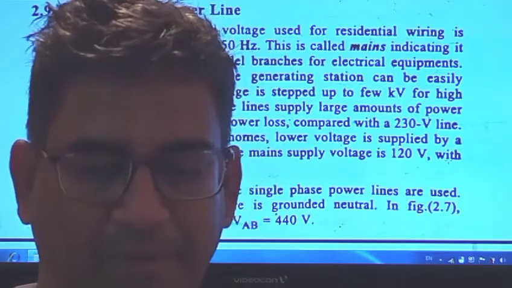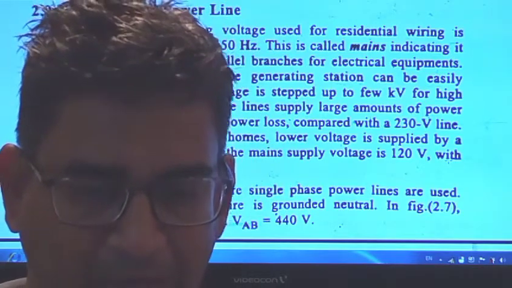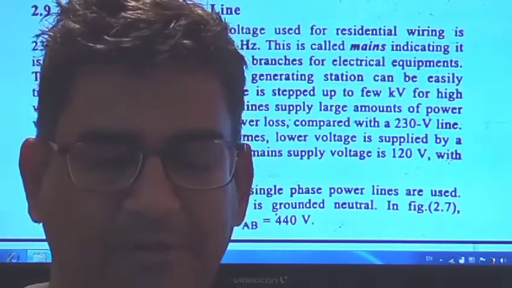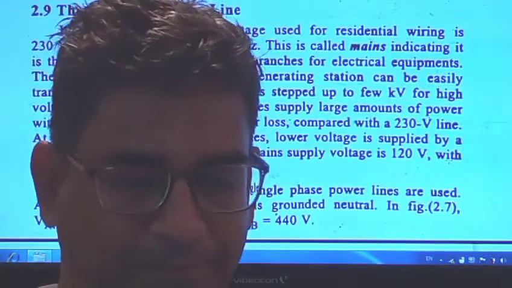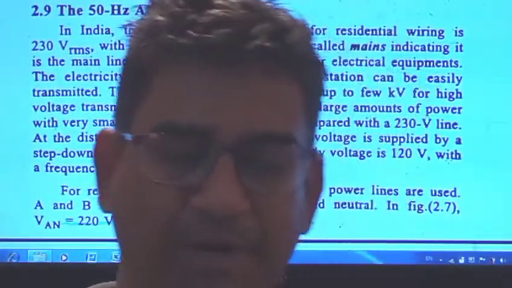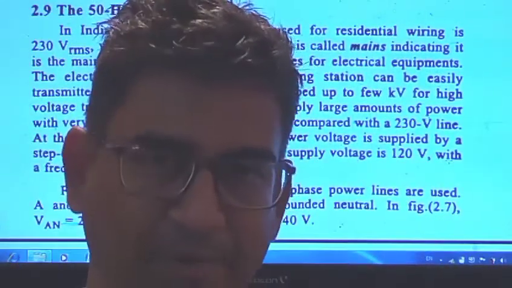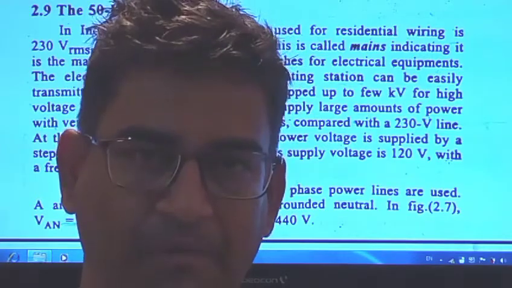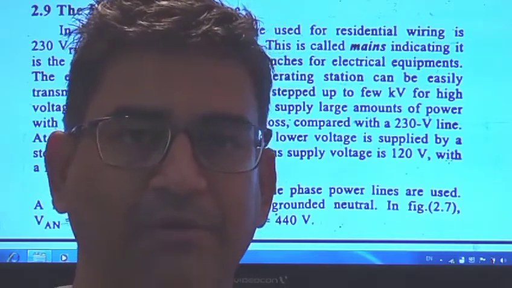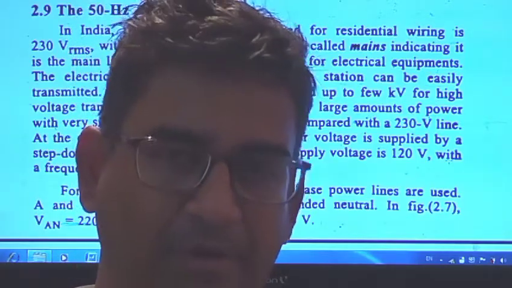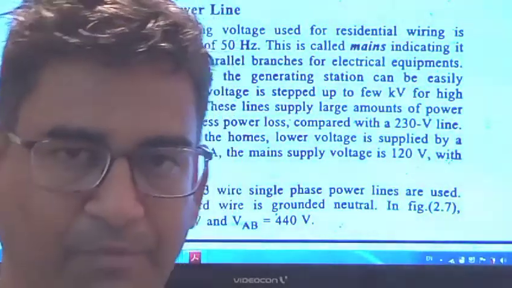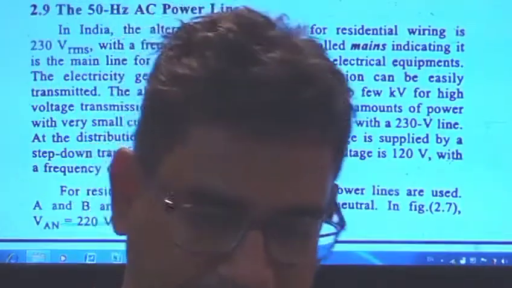The line supply carries a large amount of power with a very small current and less power losses, compared with a 230 volt line. At the distribution point of the home, the lower voltage is supplied by the step down transformer. Whenever there is housing, the wiring uses a step down transformer, and then you get 230 volt from that particular transmission line.